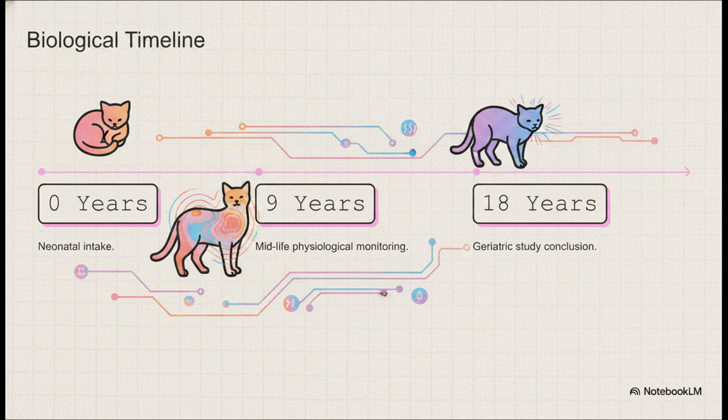This biological timeline maps our patient's progress right from birth, so neonatal intake at 0 years, straight through the midlife physiological monitoring phase around year 9, and finally to the geriatric study conclusion at year 18. This structure is fantastic because it gives us a complete macroscopic view of feline development. It assures us that the data we're about to review isn't just a momentary snapshot, but a deeply documented finding drawn from an entire lifespan of observation.